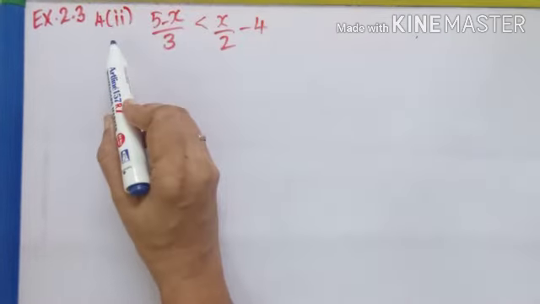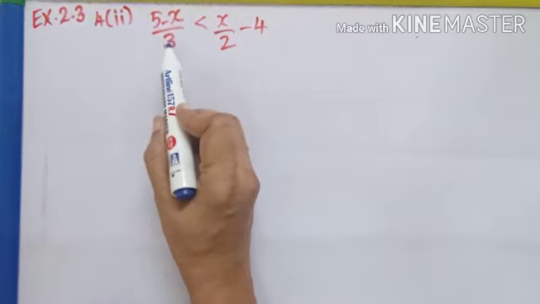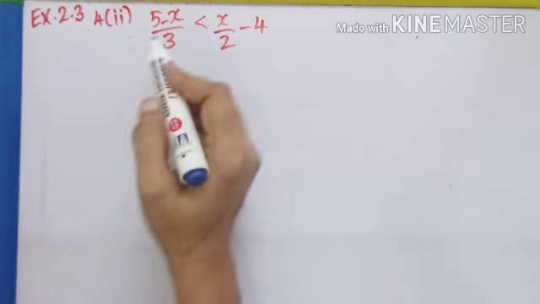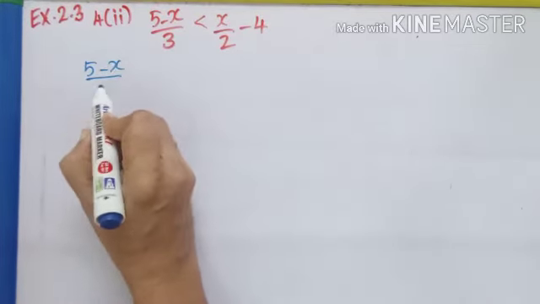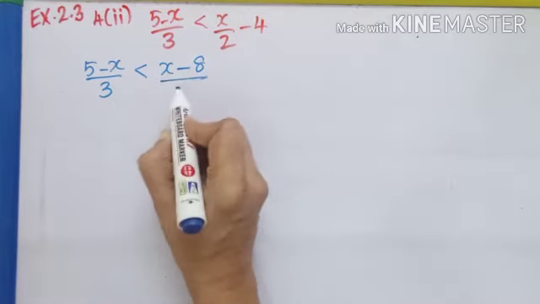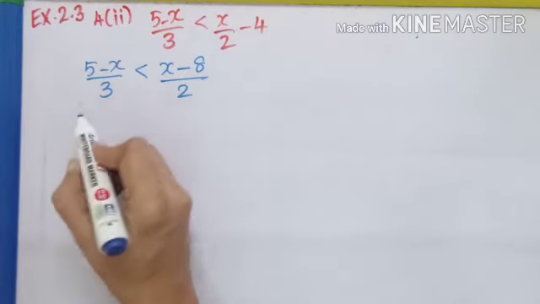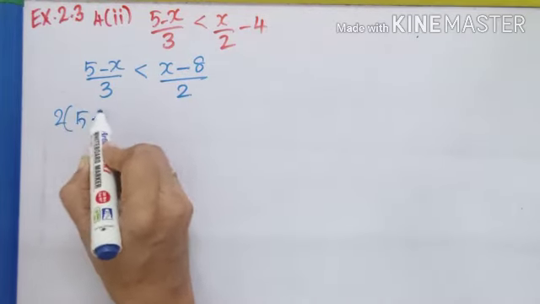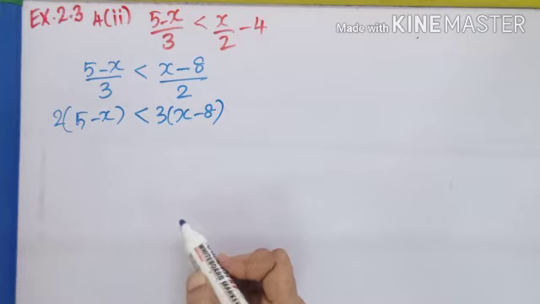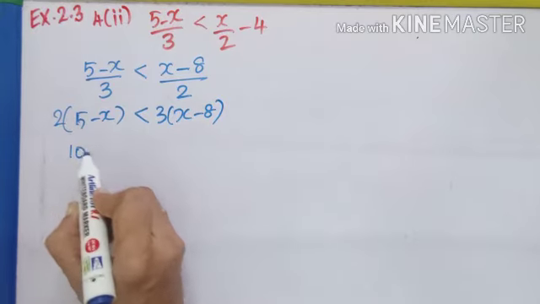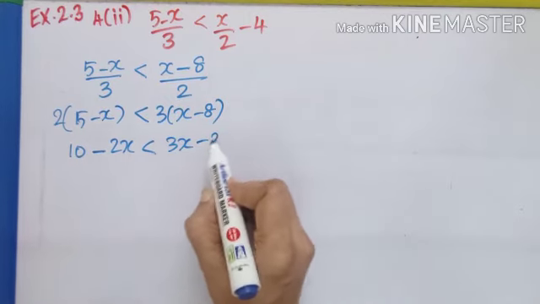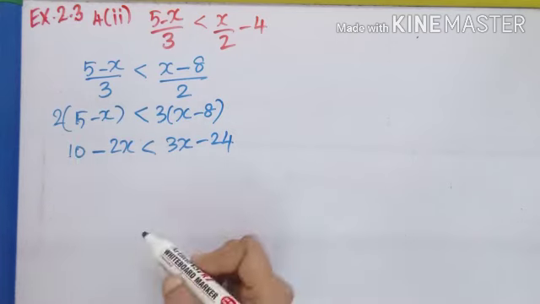Question number 4, subsection 2. Again, here there is a 3 and 2 which are positive. So I can cross multiply. The left side is 5 minus x by 3 and the right side is 2 fours are 8 by 2. Now cross multiply: 2 into 5 minus x less than 3 into x minus 8. As we multiply, 2 into 5 minus 2 into x less than 3 into x minus 3 into 8. Bringing x all to the same side.